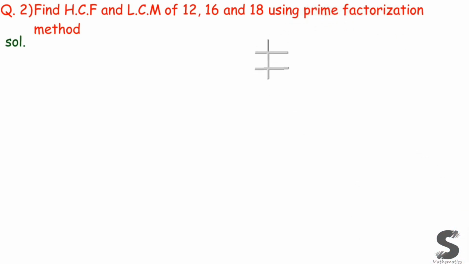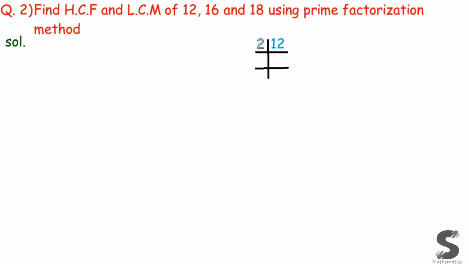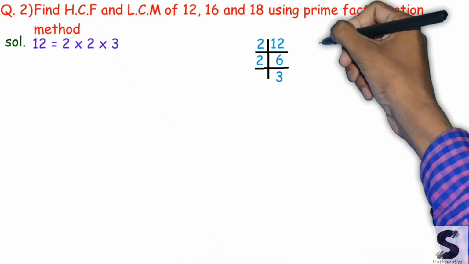First we have to prime factorize 12. So take 2. 2 6s are 12 and 2 3s are 6. The prime factorization of 12 is as follows. 12 is equal to 2 into 2 into 3.